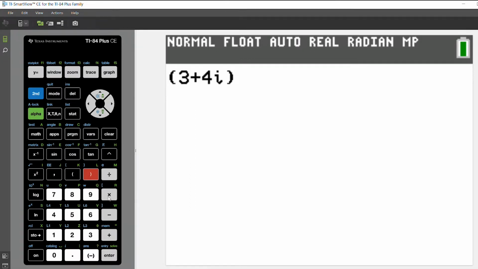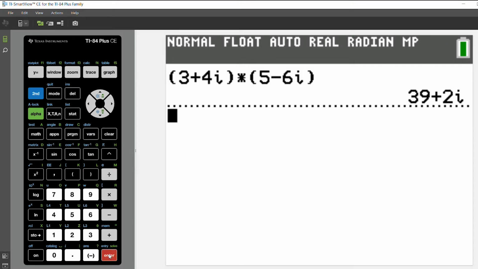Now I'm going to put times, and I want to multiply that by 5 minus 6i. So I'm going to group that with parentheses and press second and the decimal for i. Now when I press enter, it won't matter whether I was in real or in complex a plus bi mode, because I will see the complex solution.